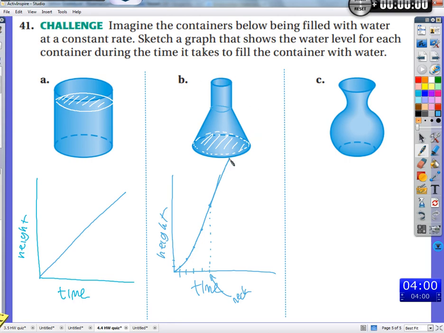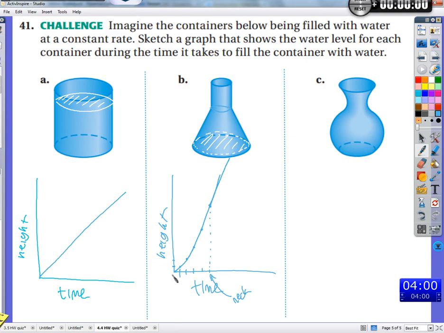What about the container itself tells us that the height is changing slowly? Because it starts out really wide. Really wide. So it can hold a lot of water in this really wide area, right? So as we're filling it up, it can take a lot of that volume and spread it out. So the height's not going to change as much as it will for a narrower part of it, okay? So it's not filling up very quickly.